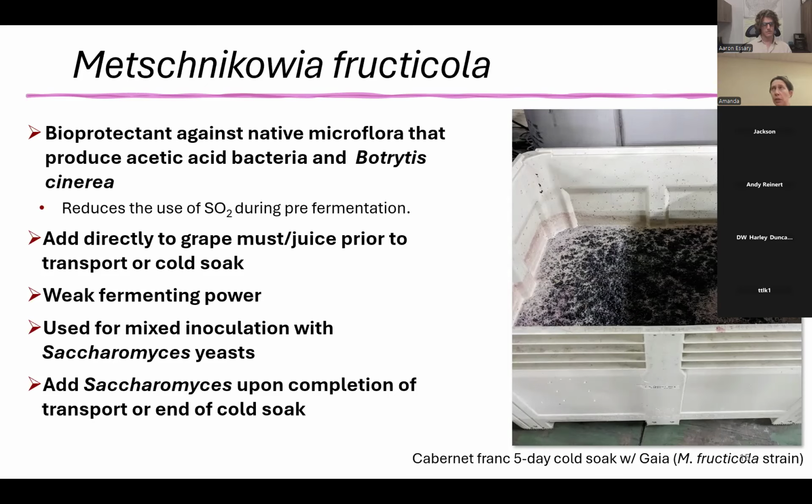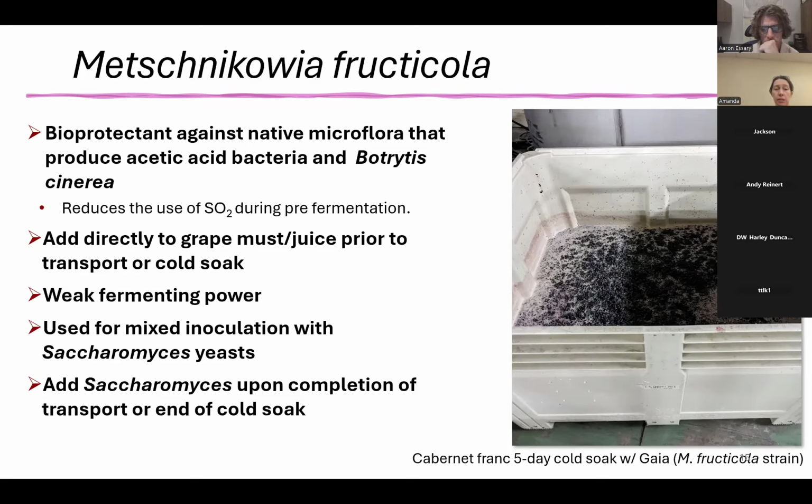And I kept this cold soaking bin in a cold warehouse at about 52 degrees. I think that's kind of the thing, Metschnikowia fructicola likes cold temperatures, so around 35 to 52 is where it works really well. And the nice thing, it has very weak fermenting power. You don't have to worry about ethanol production.